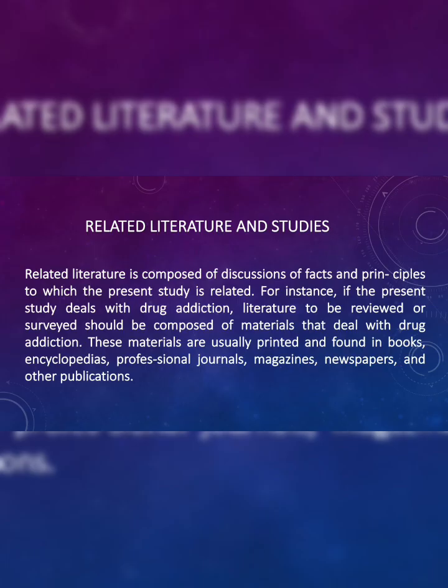Related literature is composed of discussions of the facts and principles to which their present study is related. For instance, if the present study deals with drug addictions, the literature to be reviewed or surveyed should be composed of materials that deal with drug addictions. These materials can be found in books, encyclopedias, professional journals, and magazines. It can also be in newspapers or other publications. Here they can be found.